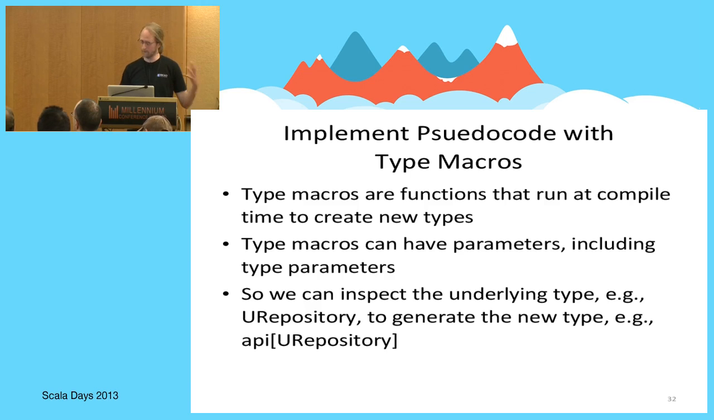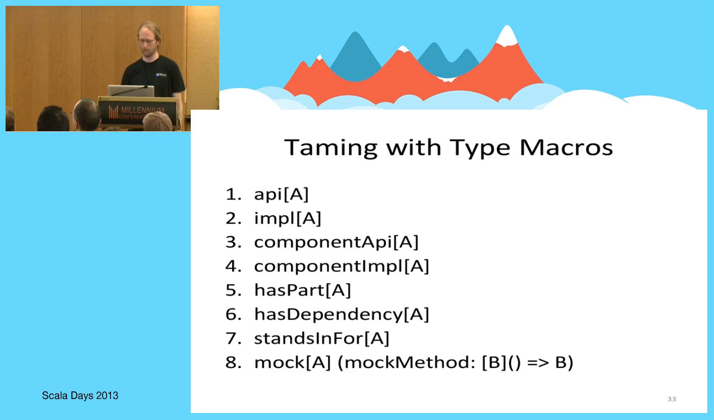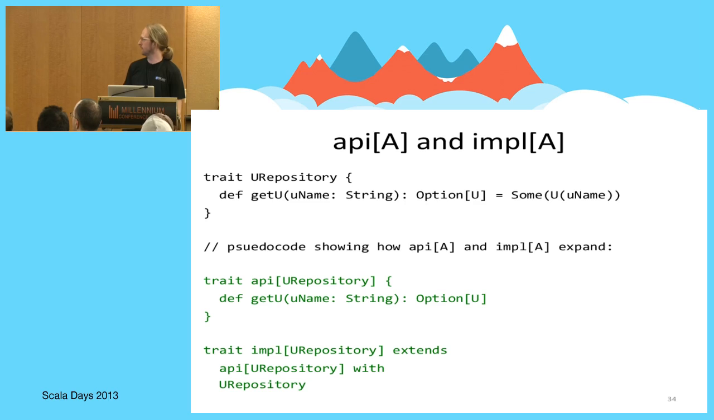So we're going to implement the pseudocode that I presented in the first set of slides using type macros. Here's a short list of the macros that we could write to do this. I'm good on time, so I'll go into a little bit of some of these. What is the API going to look like? In these slides, I'm going to have this green code, which is again pseudocode. It's going to show how the macros are going to expand.